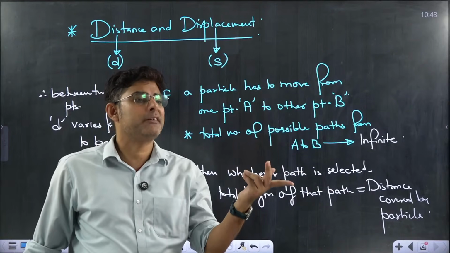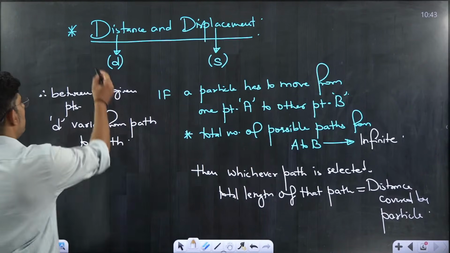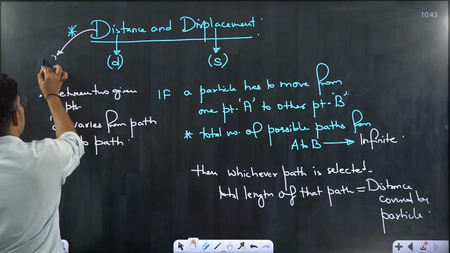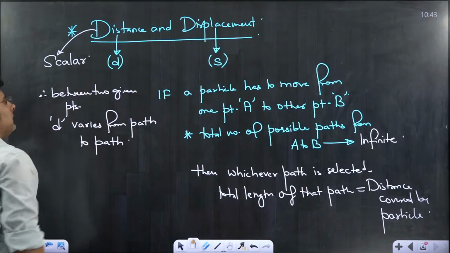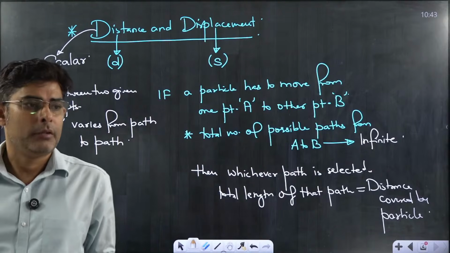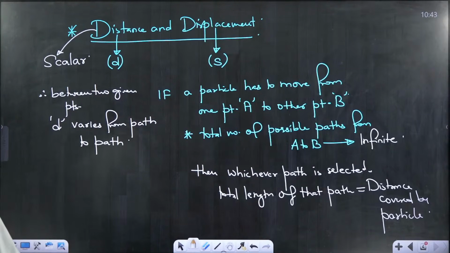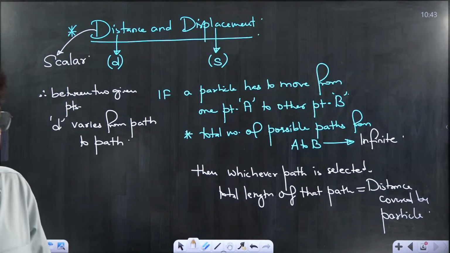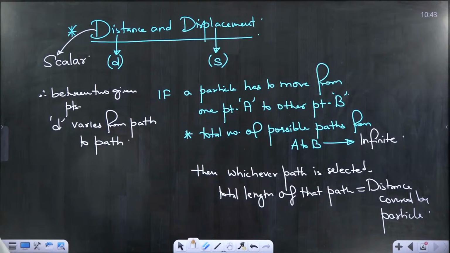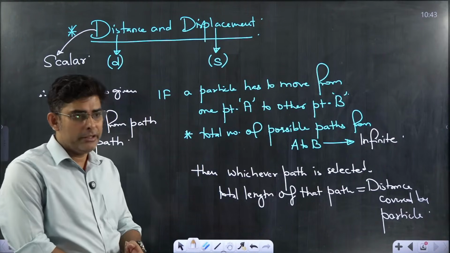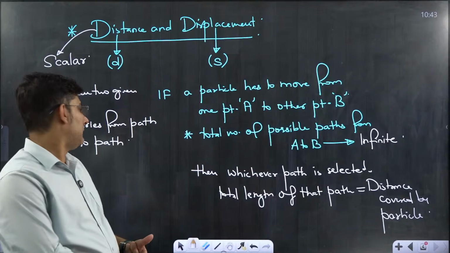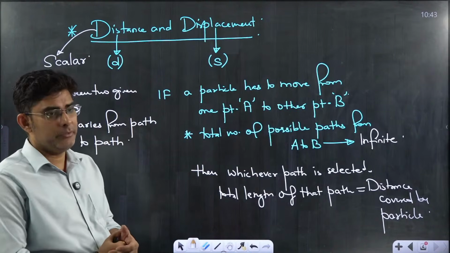It has got no fixed direction. So this distance, whatever path you have selected, is meaningful for that path only, and it is a scalar quantity. It has got no relevance of direction. You can move in any direction. The complete path length that you are traveling will be called the distance between 2 points.